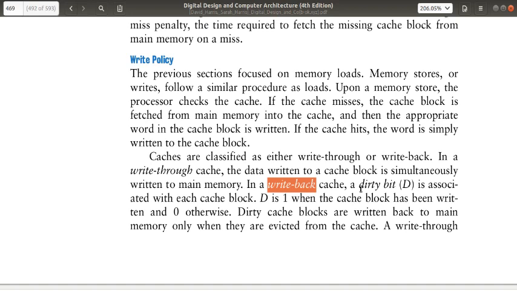So we are concluding the lectures on cache memory, and the only topic remaining is virtual memory, which we will cover in the next 3 or 4 lectures.